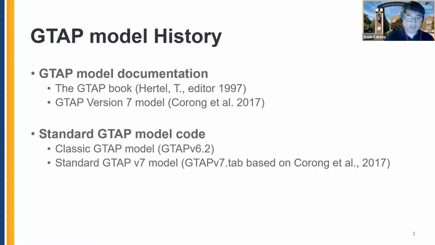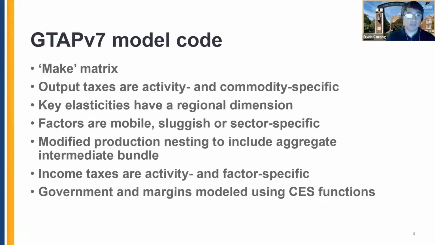So if you're still using the classic 6.2 model, I think it would be good for you to move to the v7 model, partly because the code has been reorganized and is clearer now compared to the older one, plus all the other new model extensions that were built post V7 will not be supported by the classic version, but will be supported by the version 7 model.